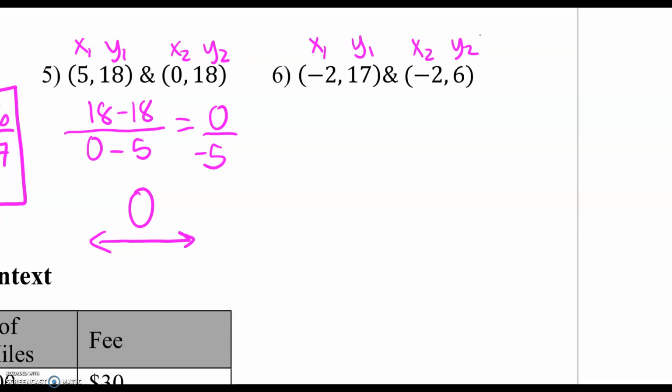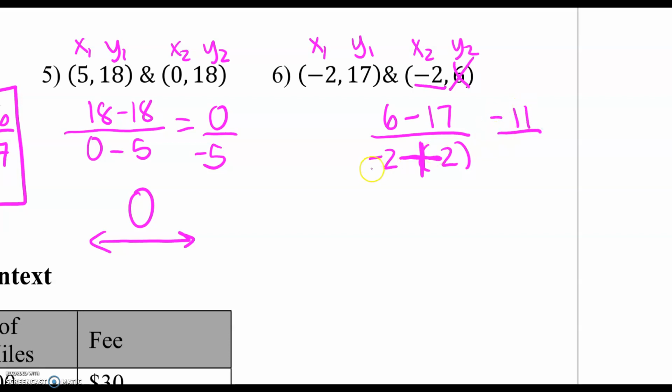You notice every time I label so that I can get it right. I'm going to go 6 minus 17 over, I start with this one, negative 2 minus negative 2. So here again I have the two negatives, which changes to a big plus sign. I have 6 take away 17, opposite signs. The 17 is larger, so I get negative 11 over positive 2.